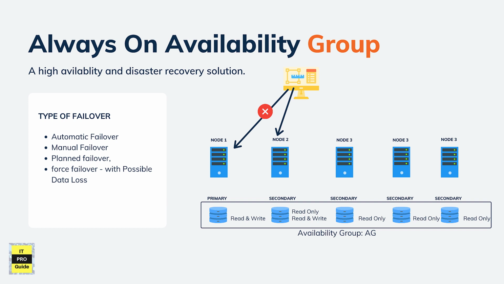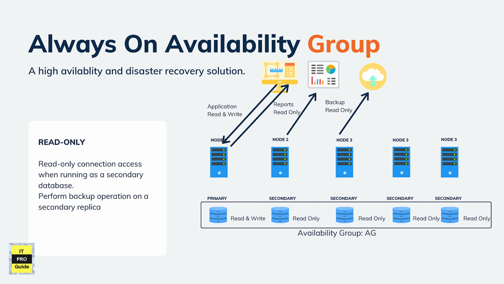And once you set up an Always On availability group and you have multiple SQL servers in that group, then you can fail over from one server to the other server. It can be manual or it can be automatic. It can even be a forced failover. There is a chance of data loss in that case. So you have multiple options to switch from one server to the other server.